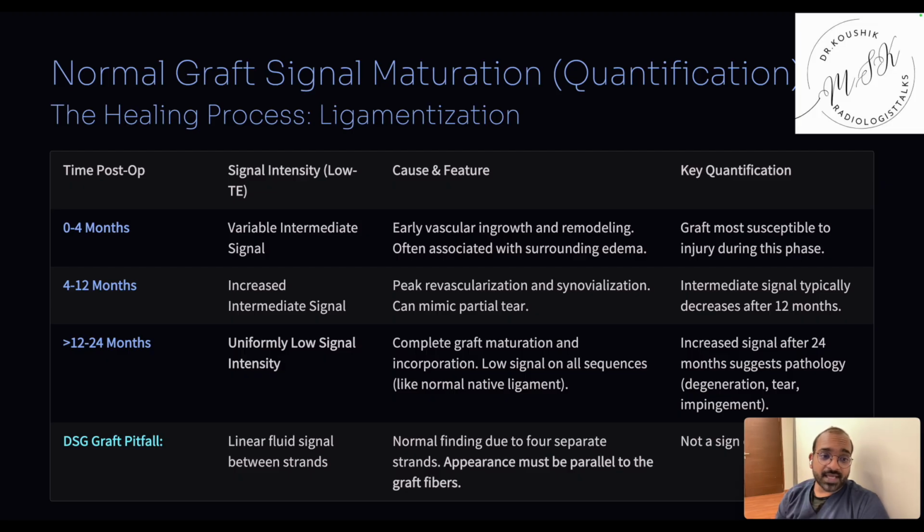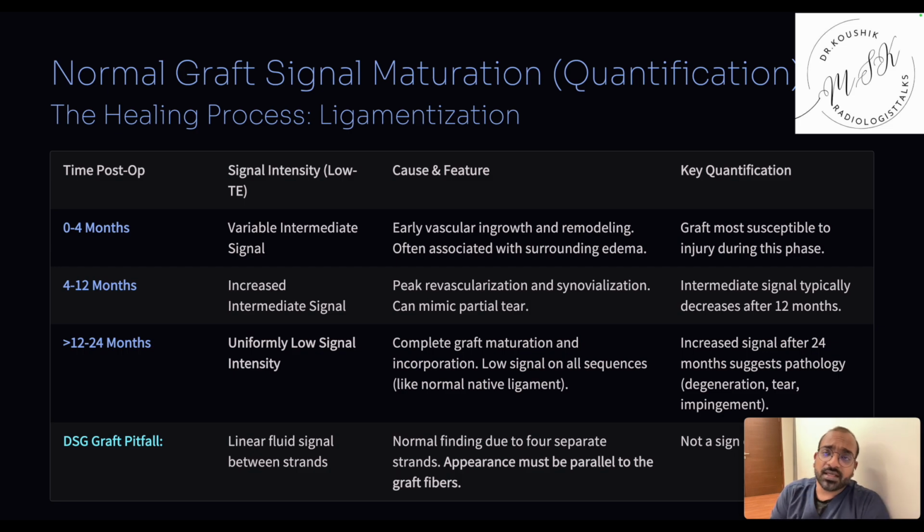Why exactly does this happen? The variable signal intensity is because of early neovascularization. The increased signal intensity is because it is the peak time of neovascularization or revascularization. And the uniform hypointense signal is because of complete graft maturation. After complete graft maturation, it looks similar to the normal ligament, so it will have a low signal intensity on all the other sequences.